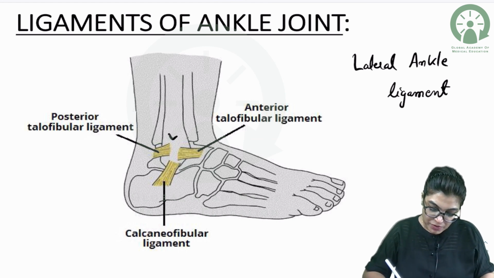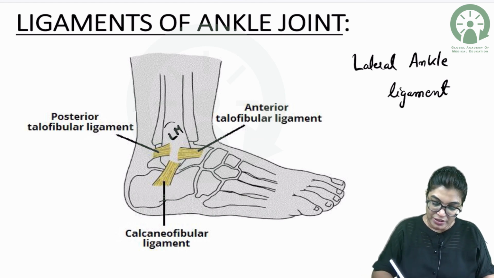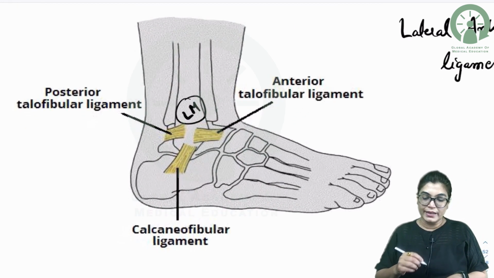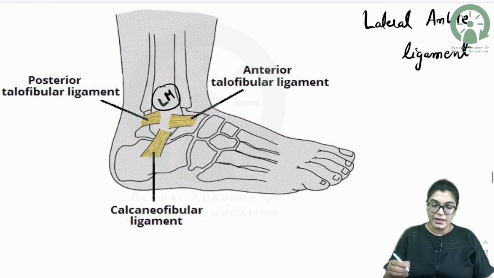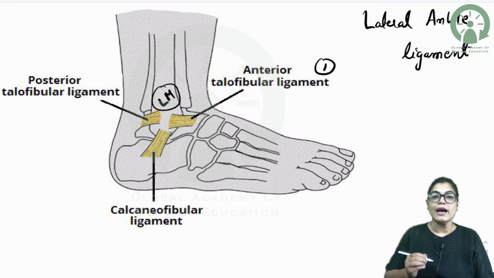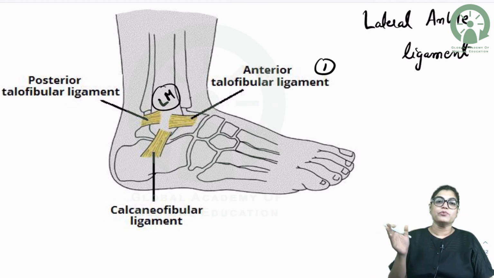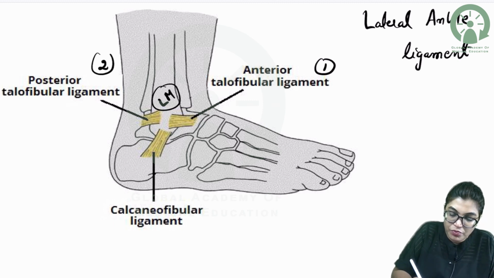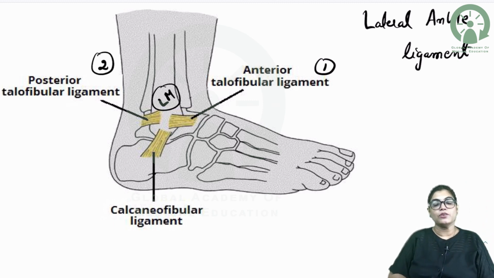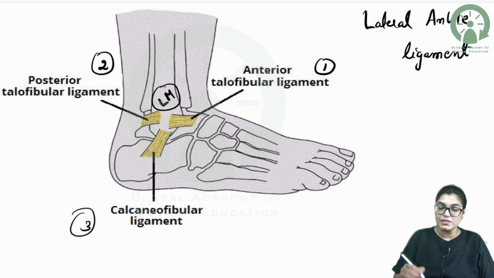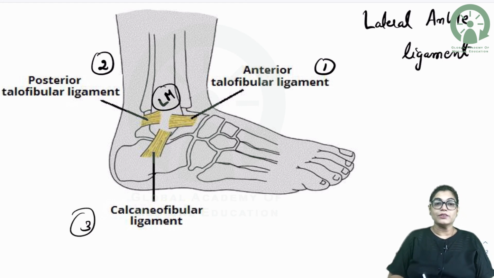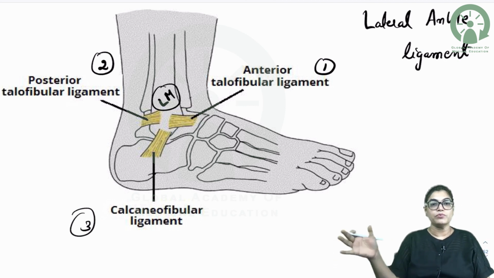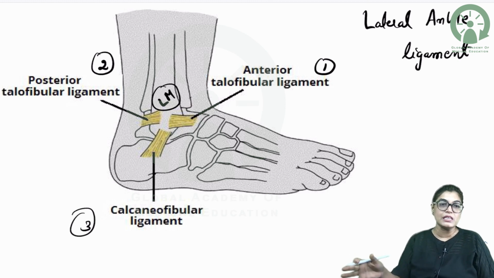The upper attachment will be on the lateral malleolus, LM for lateral malleolus, which is the lower end of the fibula. The lateral ankle ligament has three parts. Its first part is the anterior talofibular, connecting the lower end of the fibula, the lateral malleolus, to the talus bone. Posterior talofibular connects the talus and the lower end of the fibula, and calcaneofibular connects the lower end of the fibula with the calcaneum bone. So the three parts are anterior talofibular, calcaneofibular, and posterior talofibular.